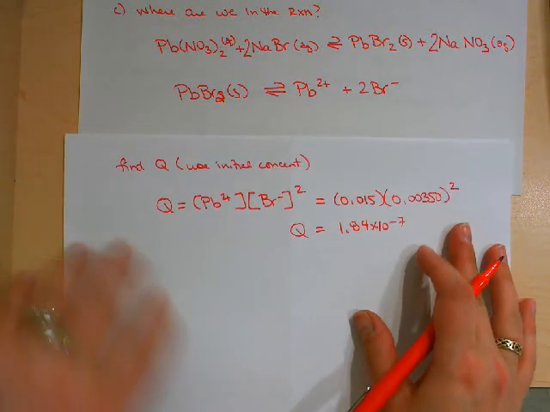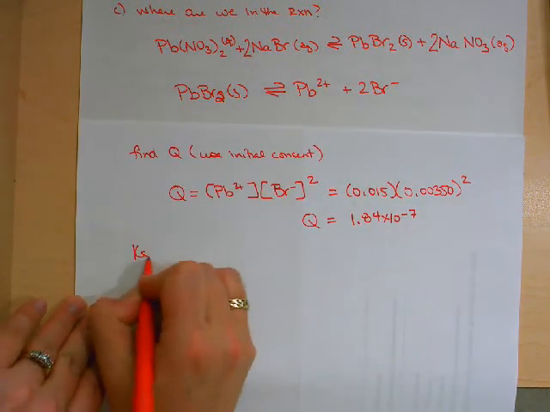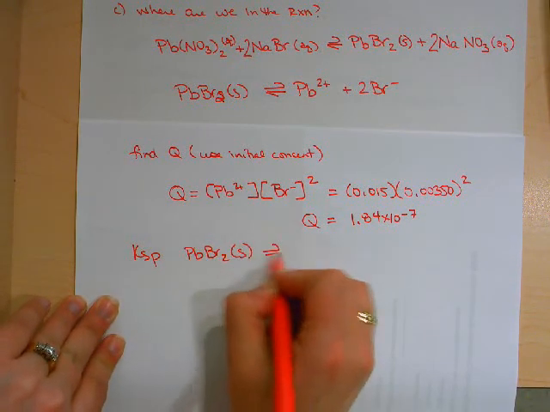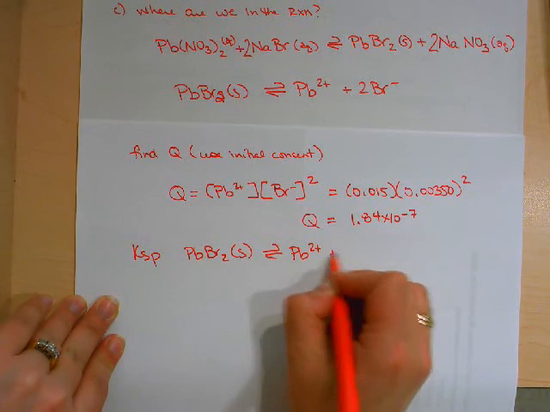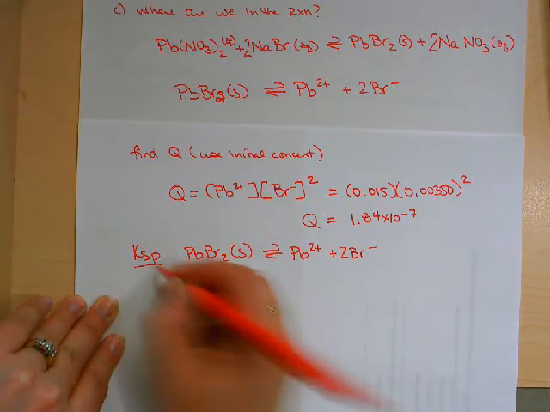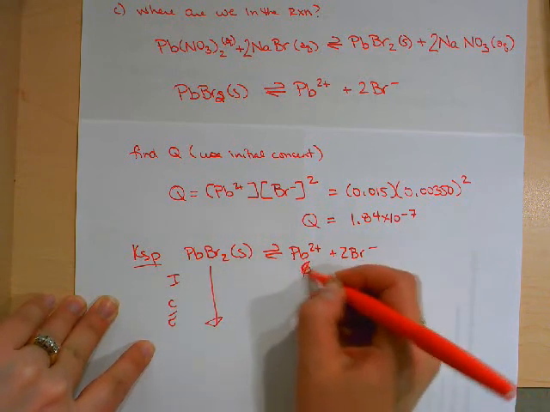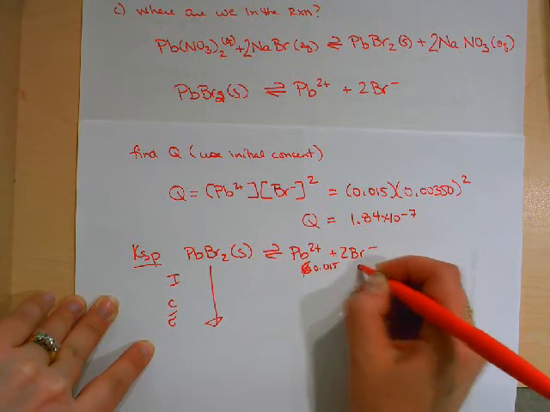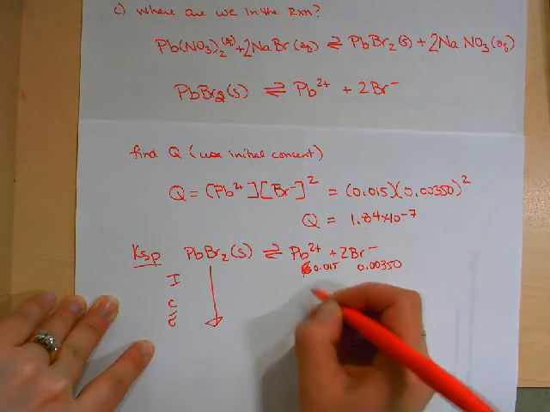Alright, real quick so I can finish this up. If I want to find KSP, I use the same equation I had up here. Let's see, that's 0.05, 0.